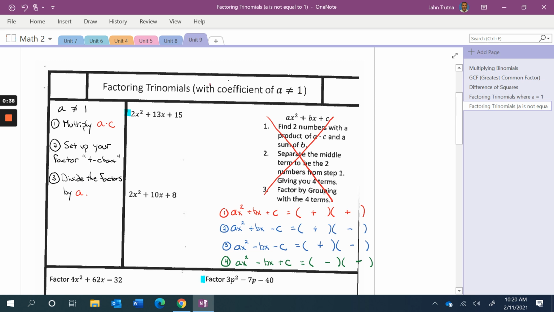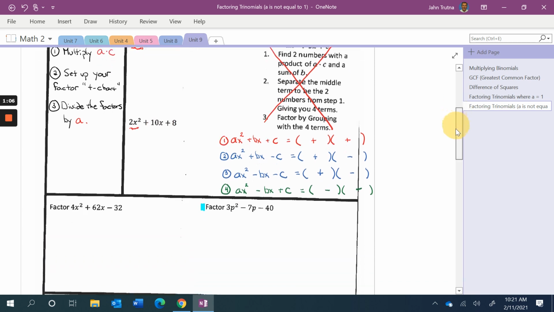Okay, so yesterday, in the last notes, we went over how to factor trinomials when the a value was equal to 1. Today, though, we're going to look at what to do when the a value is some number other than 1. Like you can see in this example right here, the a value is 2. In this example down here, in the 2x squared plus 10x plus 8, the a value is also 2.